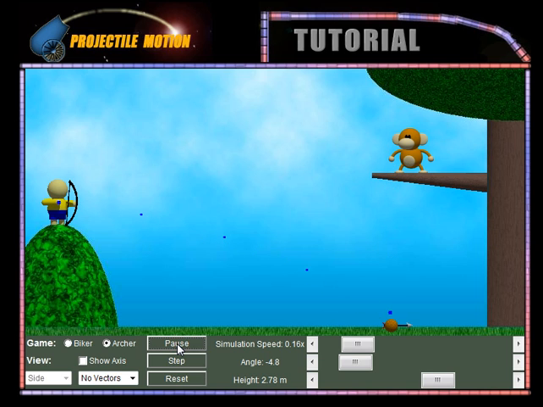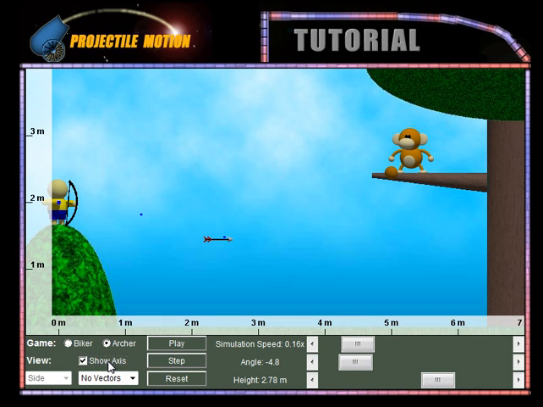And I was unsuccessful. But again, you can see the nice path. You saw the coconut drop straight down. We saw the arrow go. We can reset. We can do step by step, just like we were doing with the biker, to see frame by frame if you would like to. And again, just like the biker, you can show axis, and you can see the horizontal and vertical distances.